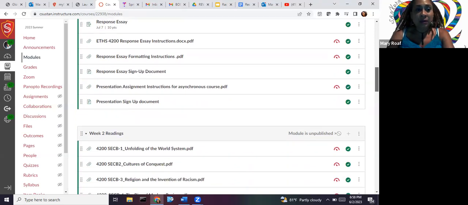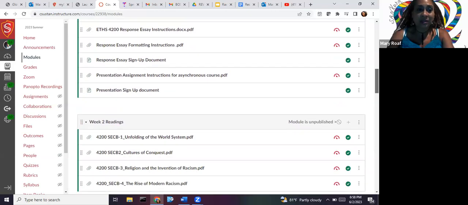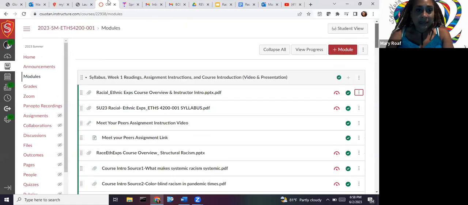And then the remainder of the modules consist of the readings that are required for the course and that you do not have to purchase. They are provided free of cost.